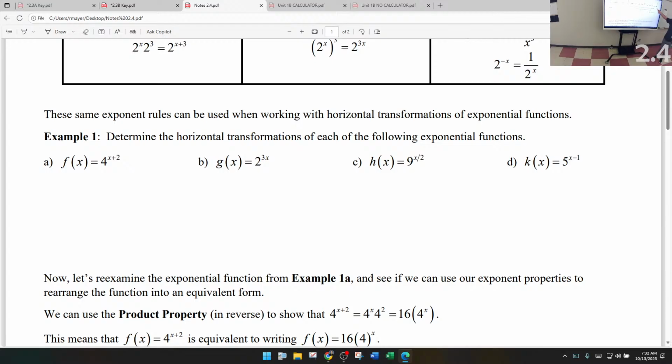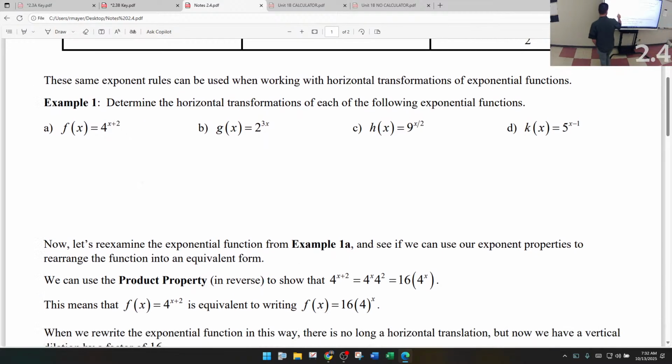So here's example number 1, okay? Determine the horizontal transformations. So we know that 4 makes it an exponential growth, 4 to the x. Well, then we got a plus 2. So all that does to this whole entire graph is move it. That number's with the x, so anytime it's with the x, it does the opposite of what we think. So it's going to move it to the left 2 units. Shifts it negative 2 units, shifts it to the left 2 units, however you want to say it.